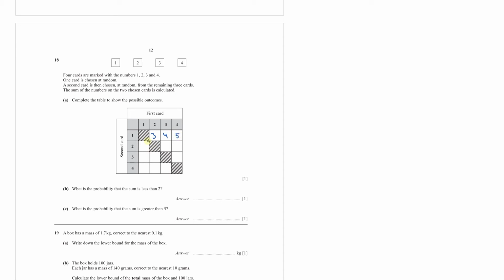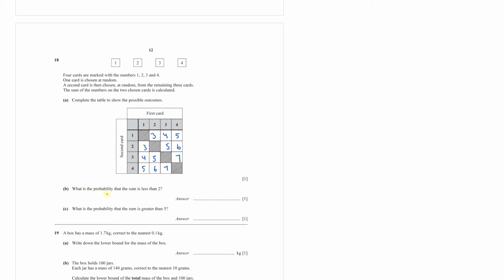4 plus 1, 5. This is 3. Then this is 5 as well. This is 6. 3 plus 1 is 4. 3 plus 2 is 5. 4 plus 3 is 7. 4 plus 1 is 5. 4 plus 2 is 6. 4 plus 3, 7. So let me just make sure I got everything right here.